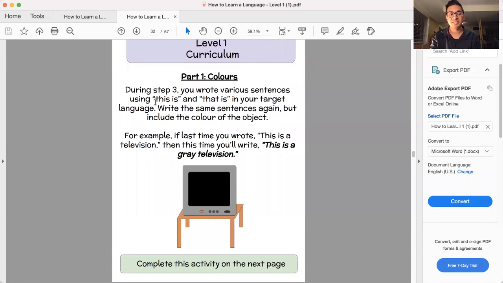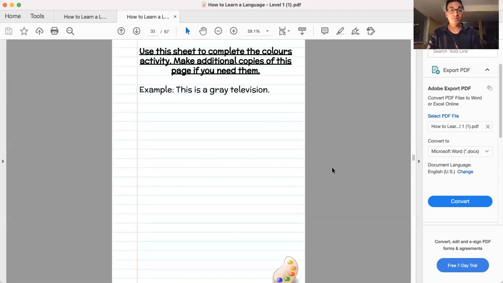In the previous part of this course, you learned how to say this is and that is. So you were saying things like this is a television, that is a horse, this is a light, this is a heater, etc., etc. Well, now you're going to add a color in there. So I want you to say this is a gray television, this is a white wall, this is a black phone, this is a etc. For those of you who choose to purchase the workbook, I've included a page in here that you can actually write these on. And of course, you can make as many copies of this page as you would like.